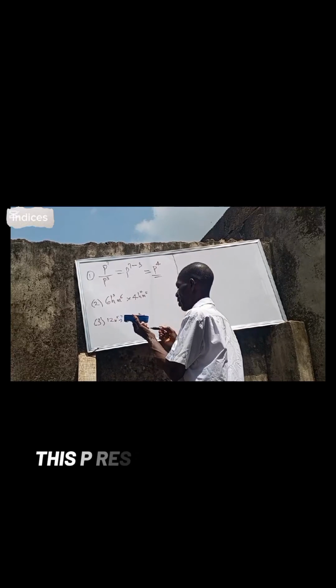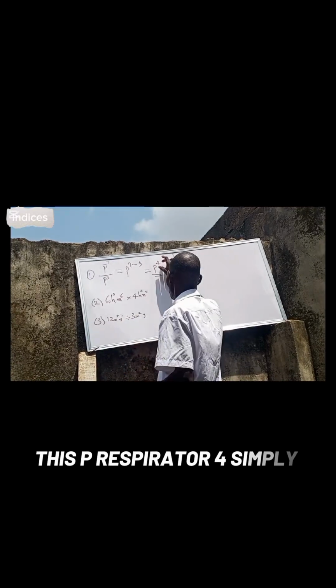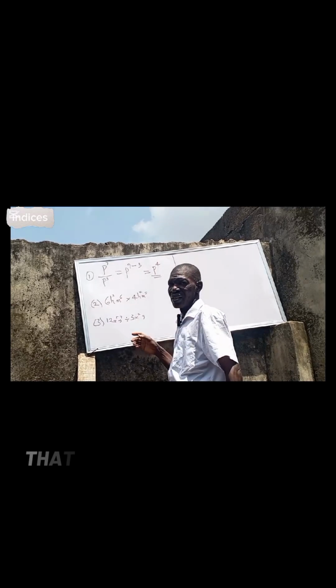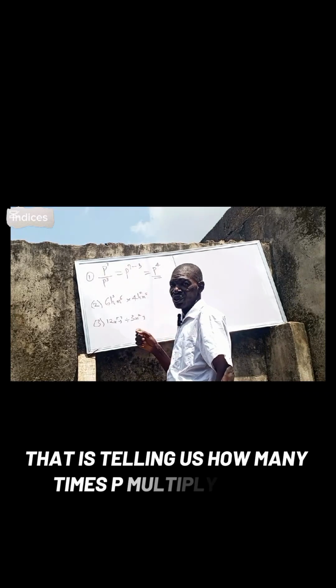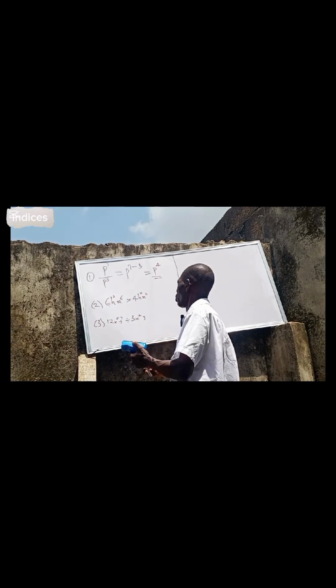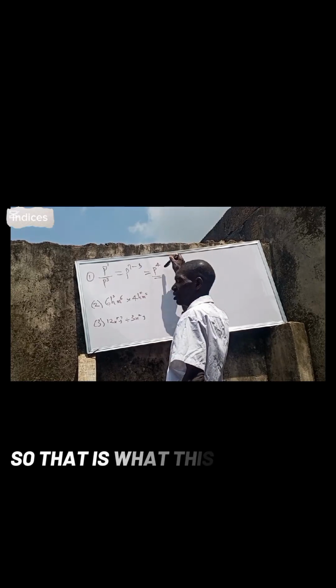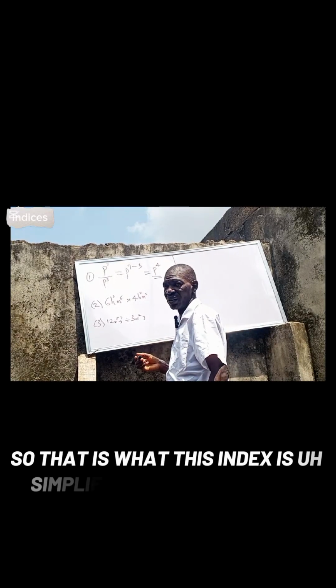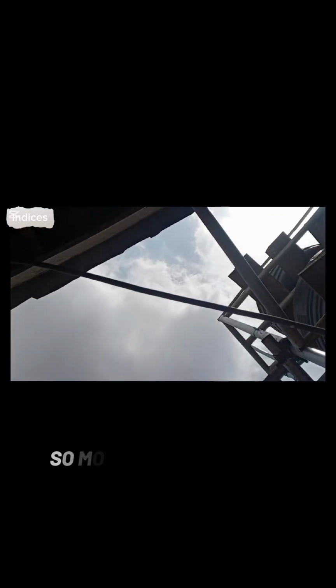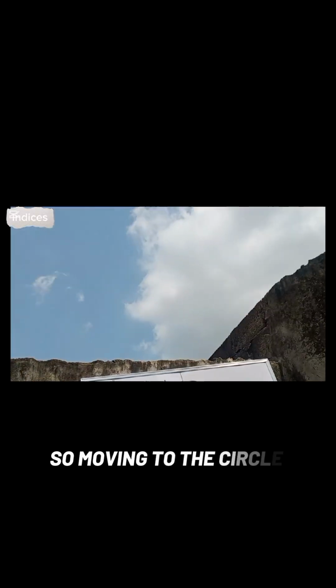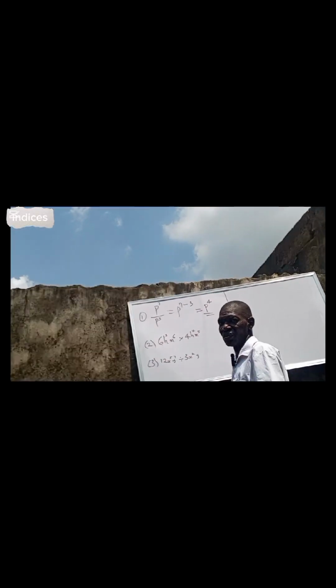This P raised to power 4 simply implies that it's telling us how many times P multiplies itself. So that is what this index implies here. So moving to the second equation.